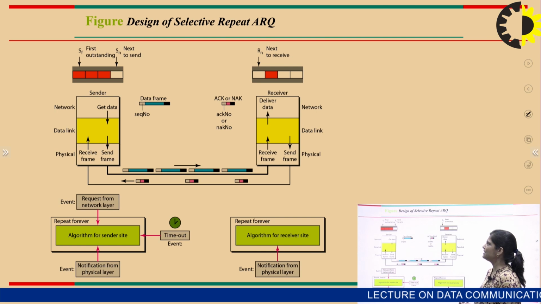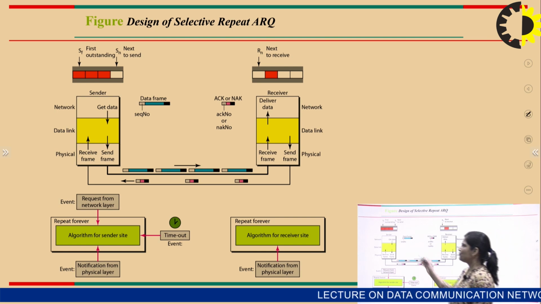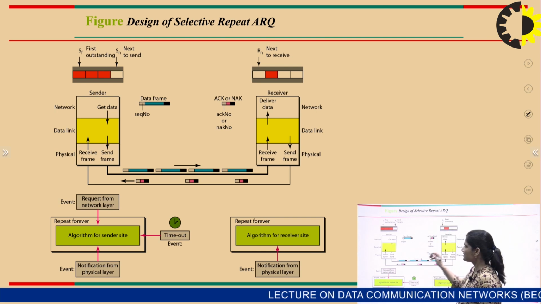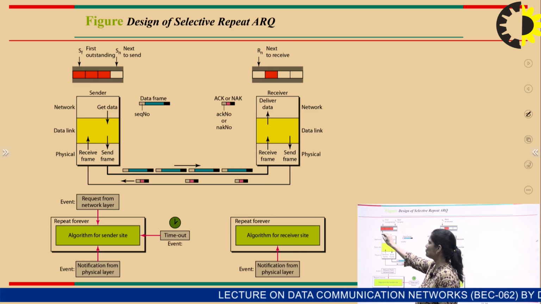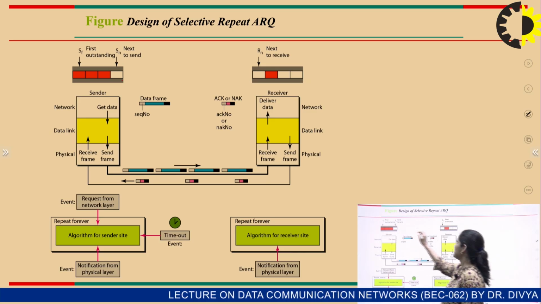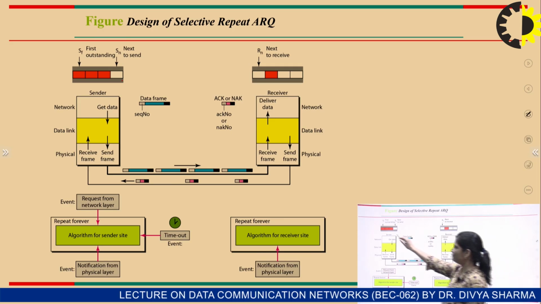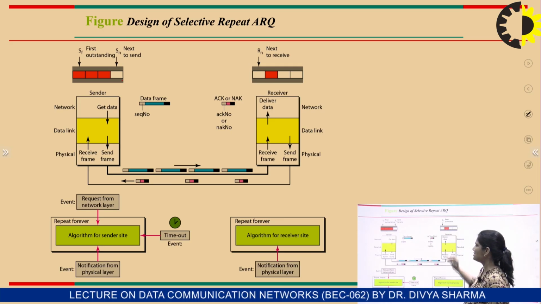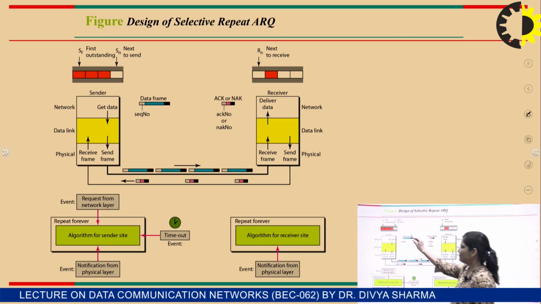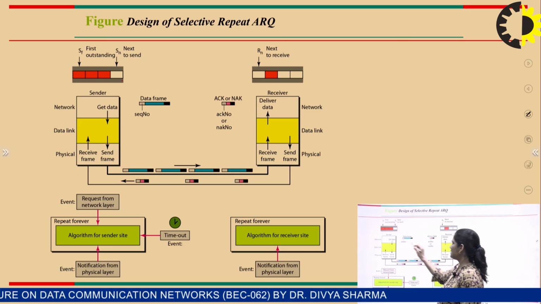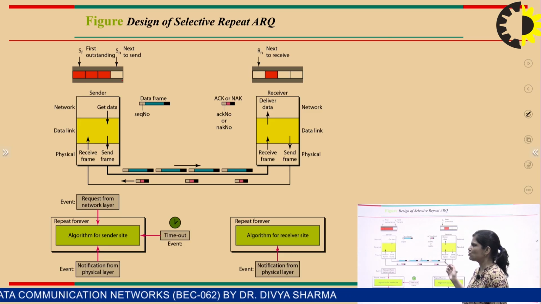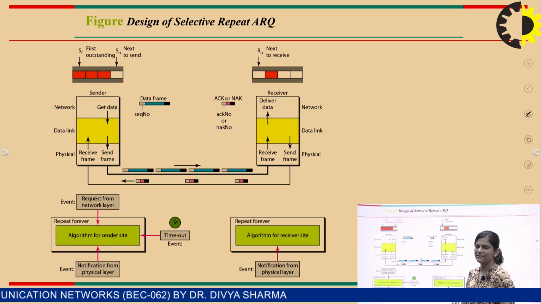Now this is the design of selective repeat ARQ. This is the sender side, this is the receiver side. Here this one we have to send first, and this one we have to send next. When we send this one, we will receive this one. When we send data with a sequence number, we expect that an acknowledgement will be received at the sender side from the receiver, or a not-acknowledged.